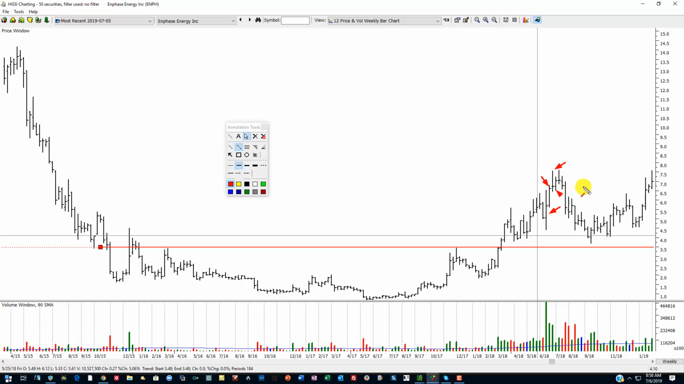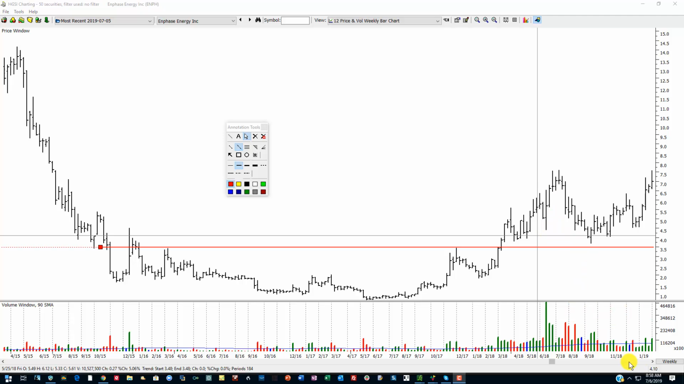This could be considered a strong bar. This is a weak bar. See where it closed in the daily. I'm sorry, I'm on the weekly chart. The weekly range. I'm saying daily and I should be saying weekly. But then there was some selling. Professional activity here too, because the stock sold off on heavier volume.